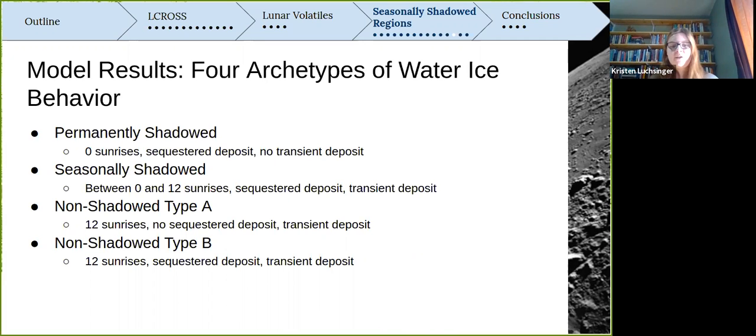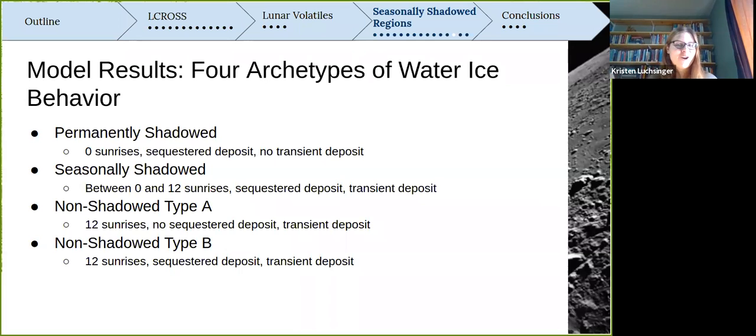I also have seasonally shadowed regions where we have anywhere between 1 and 11 sunrises. You get sequestered deposits. You also get transient deposits, and we're looking at the interactions between the two. I found 2 archetypes in non-shadowed regions, which surprised me. I found a non-shadow type A, which is exactly what we expect. There's 12 sunrises, there's nothing sequestered, all the ice is transient. And then I also found the surprising non-shadowed type B, which somehow does develop a sequestered deposit underneath the transient deposit. And those interact over the course of the lunar year. And I found this very surprising, and I'm really excited to show you this archetype of possible water ice behavior.